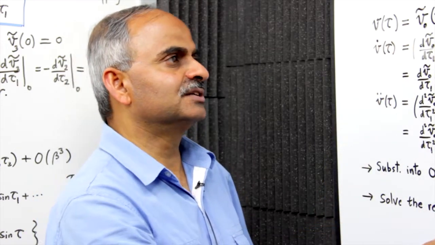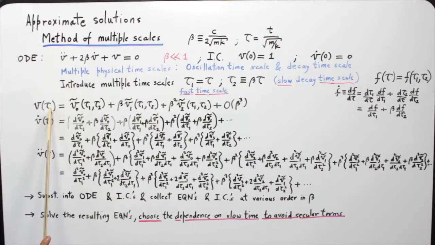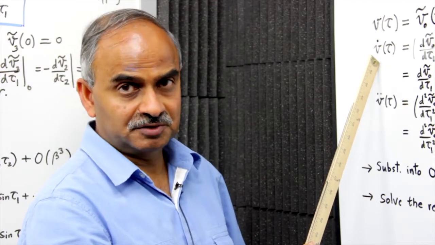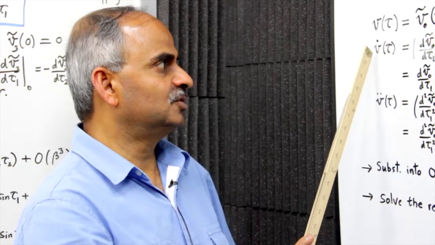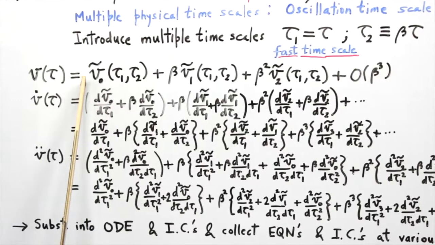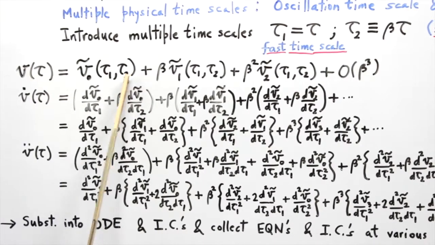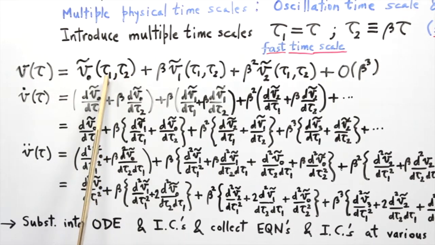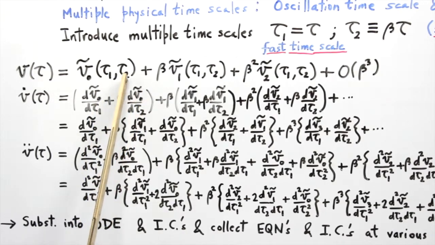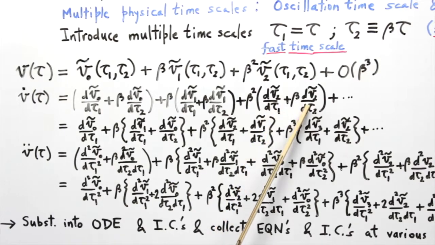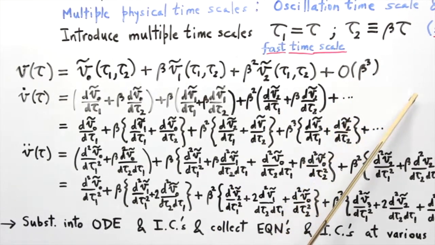Given this expansion for v of tau, we can apply the rule for taking the derivative of such a function. When we evaluate this derivative, at each stage, since each of these functions depends on both tau 1 and tau 2, when we take its derivative we get two terms: one from the derivative with respect to the fast time, and then beta times the derivative with respect to the slow time. Likewise, when we differentiate again, we get these two terms with the beta factor coming in. Likewise for v2, and if we have more terms, we can just carry them forward.